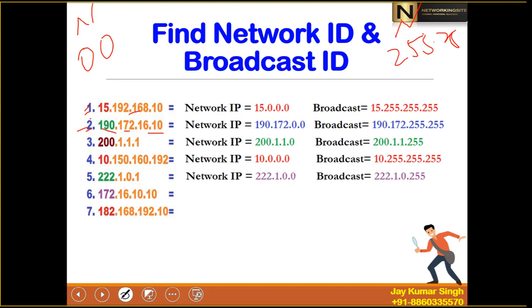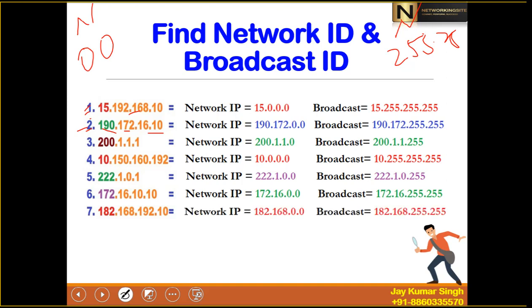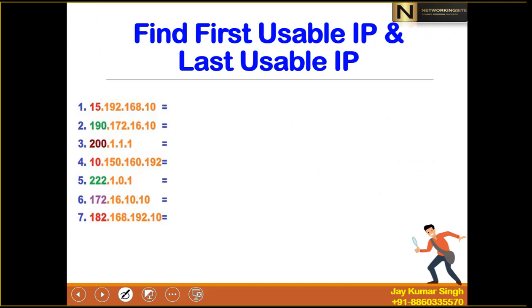Number 6 is class B, 172.16.0.0, and the broadcast is 172.16.255.255. And the last one, this IP also belongs to which class? Class B. Very good. So it will be 182.168.0.0 and 182.168.255.255. Right?